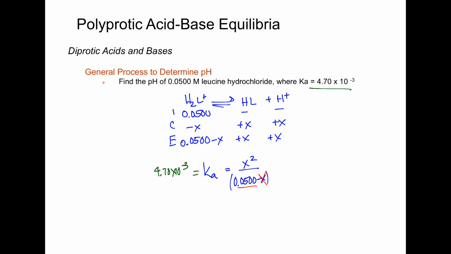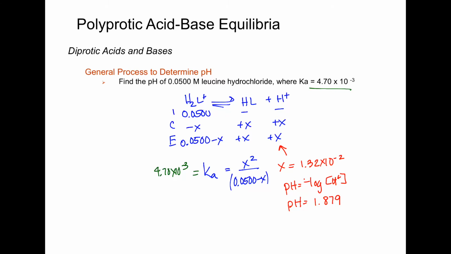I'm going to say that we're good at the quadratic, and I solved it for us. I found that x was equal to 1.32 times 10 to the negative 2. And so x is equal to the hydrogen ion concentration, and we would find that the pH, so pH is the negative log of the hydrogen ion concentration, and when I did that, pH was equal to 1.879.